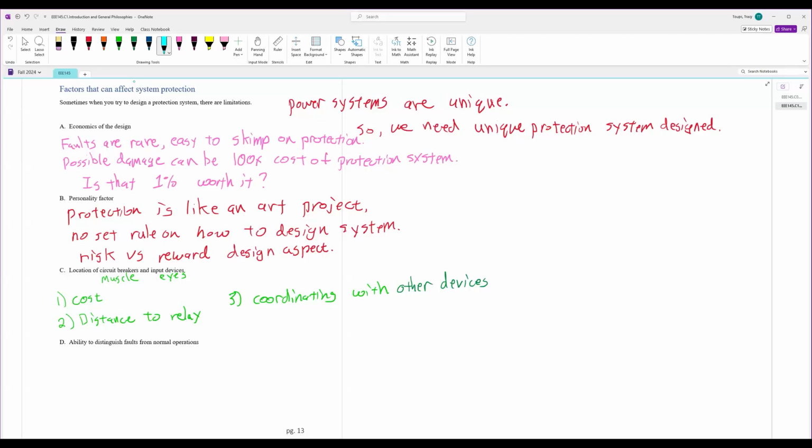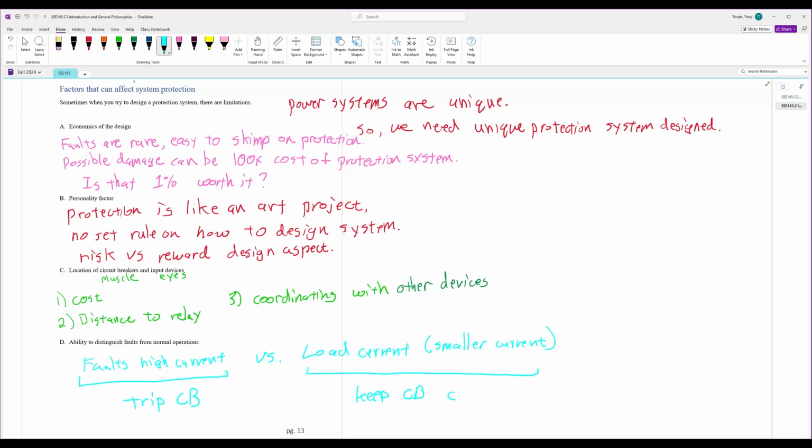Another big factor is that our protection system needs the ability to distinguish faults from normal operations. Remember, faults are high currents, versus load current, which is smaller. We need to design our system so we know what to do. Remember, fault currents, we want to trip the circuit breaker. We want to disconnect the system. Low current, we want to keep in service, so keep the circuit breaker closed. We need to somehow design our system to distinguish between these two. Otherwise, we're going to have a big problem.